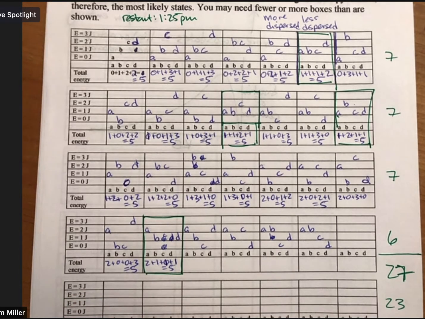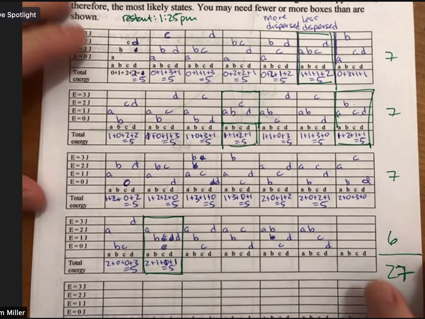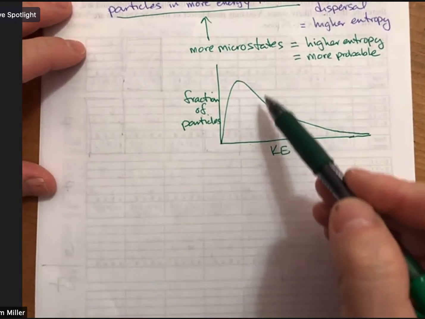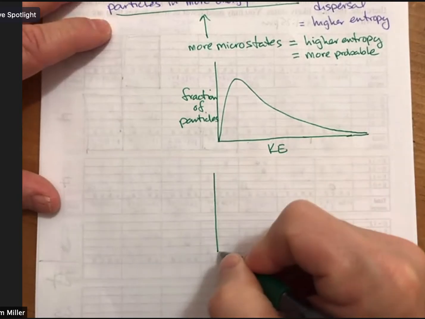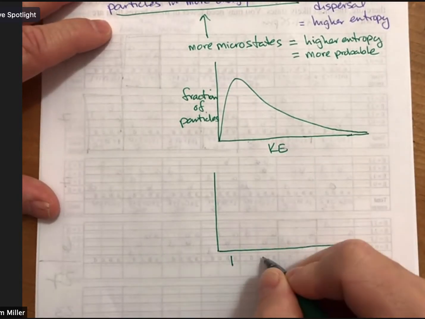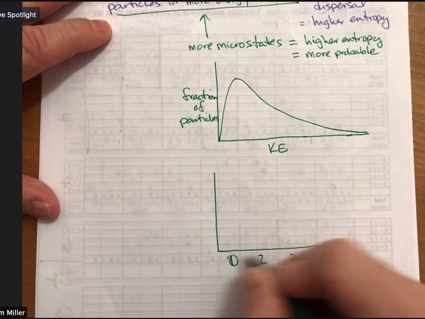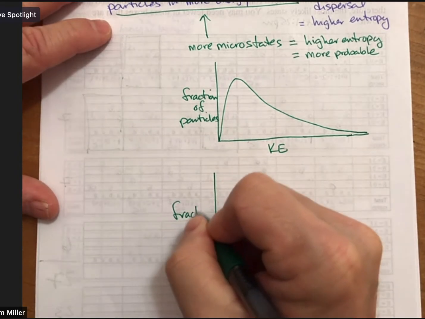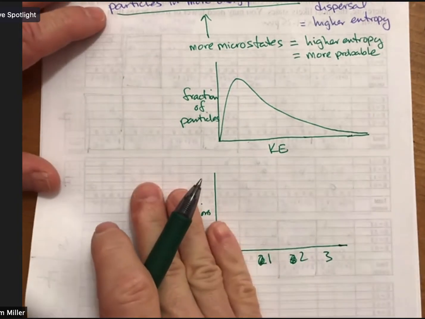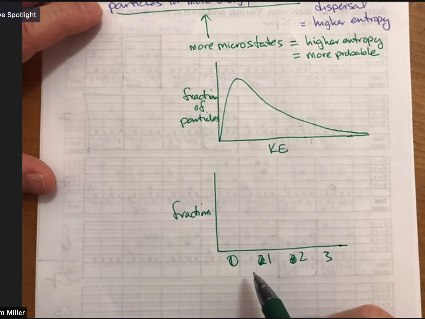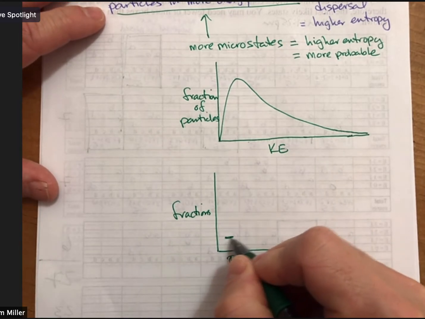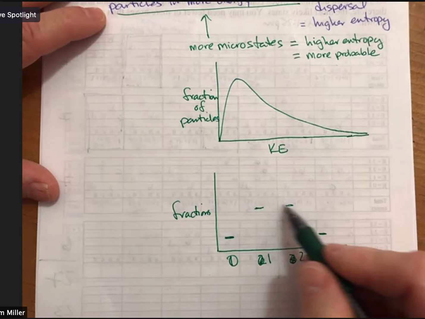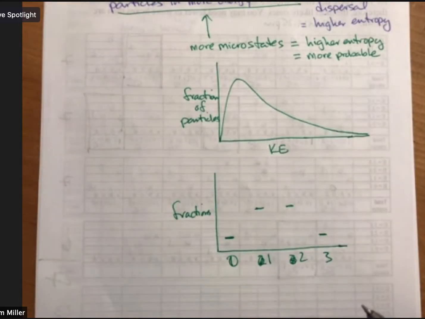And then the other thing that's starting to develop, which I didn't know until I saw this, well, remember, I told you, if you end up with enough particles, it starts to look like this. And if we were to do a plot of 0, 1, 2, and 3 energy levels and the fractions, what we're starting to see is the states with particles in low energy, then 1 and 2, and then 3. You would start to see this distribution forming even with only 4 energy states.